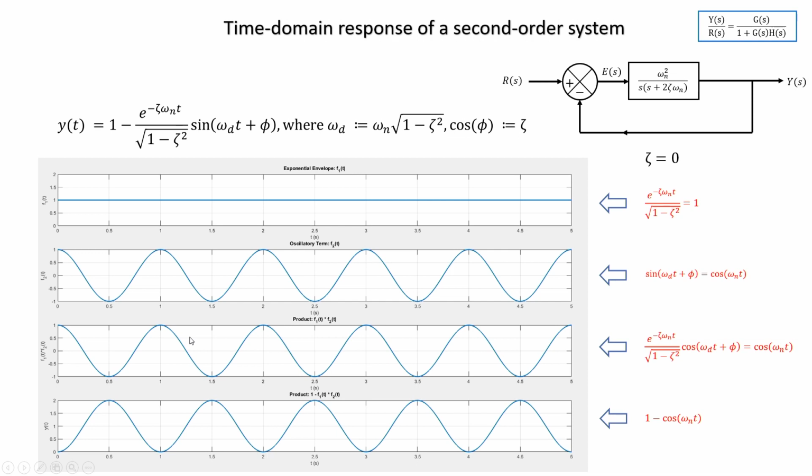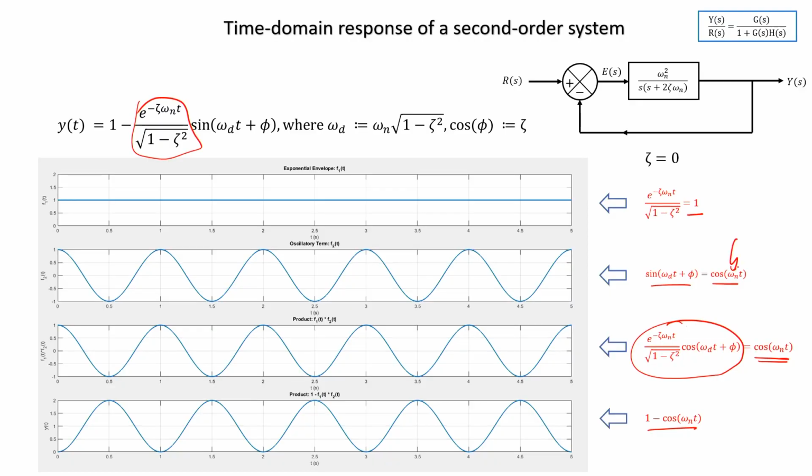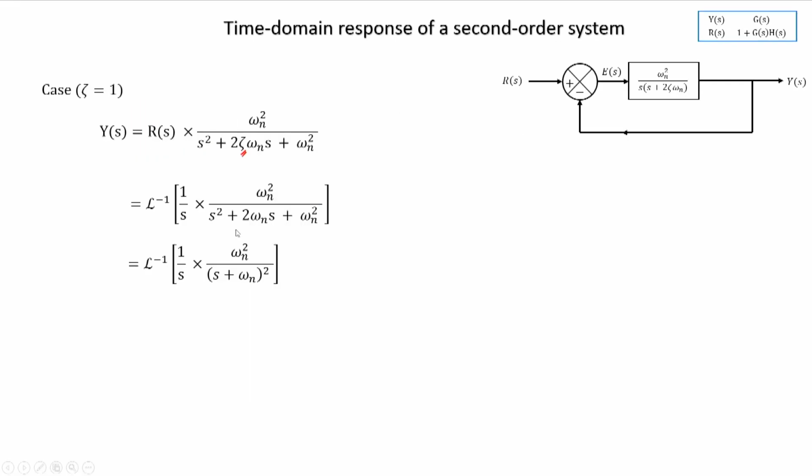What will be the response like? This is how it looks like. So, 1 minus cos of omega n t is this. Which means that when zeta is 0, then you have complete oscillations, no damping. But when zeta is from 0 to 1, 0 not included, then there is a damping. It is oscillating, but it is damped oscillations. In this case, there is no damping. And what is the frequency of this oscillation? Omega n.